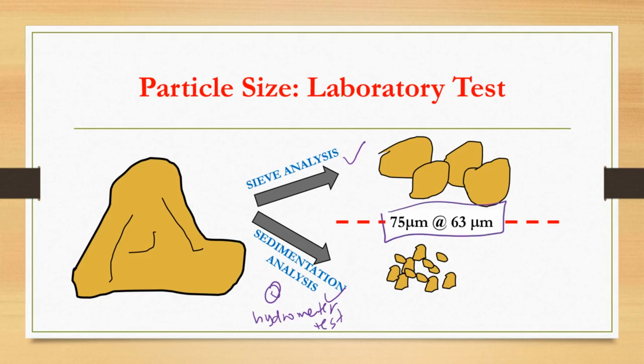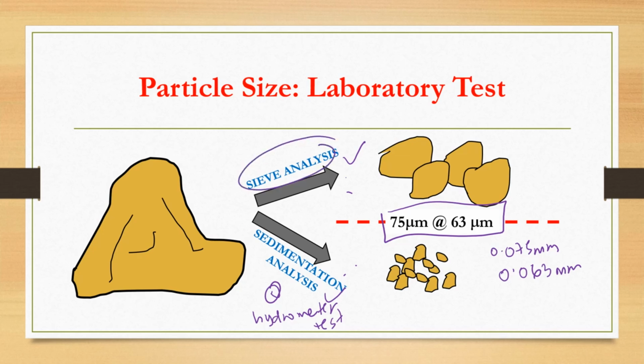The boundary of the particle size which can be identified based on sieve and also based on sedimentation analysis is at 75 micrometer or 63 micrometer, approximately. So it's about 0.075 mm and 0.063 mm. Anything larger than that can be easily measured based on sieve analysis.